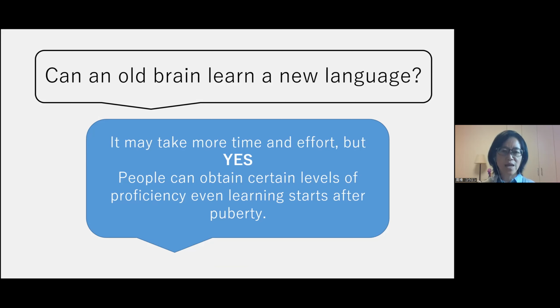People like me, like us, can obtain certain levels of proficiency even when we start learning after puberty. There's no data showing at what age, but for sure after puberty, in their 20s, in college age, we do see the increase, the change in the brain. And there's an effect. We are actually stimulated by the language, and we can learn.